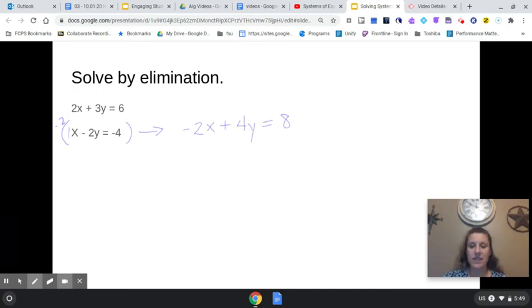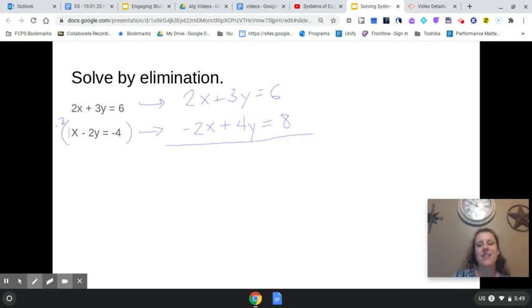Now, the top equation, since it has a 2x, we don't have to multiply it by anything. So I'm just going to pull it straight over. Right now, the coefficients of x are opposite integers. One is positive 2 and one is negative 2. That's what we want. We want the coefficients of either x or y to be opposite integers. Step number 3, let's go ahead and add these two equations together. 2x plus negative 2x, those eliminate, hence the elimination method. 3y plus 4y gives me 7y. And 6 plus 8 gives me 14.